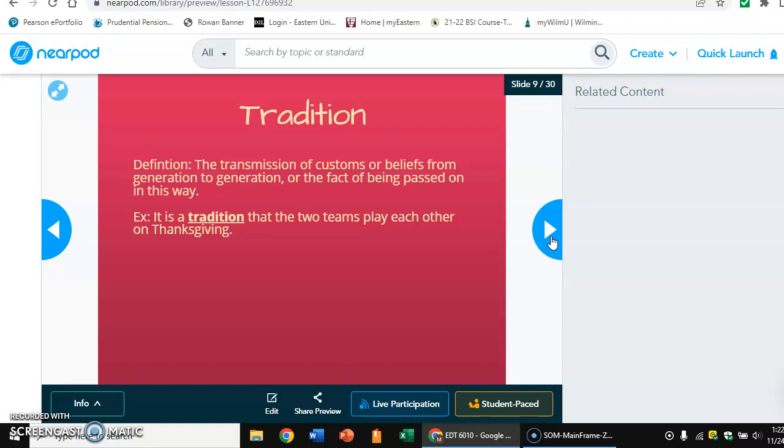An example of using tradition in a sentence is, it is a tradition that the two teams play each other on Thanksgiving.